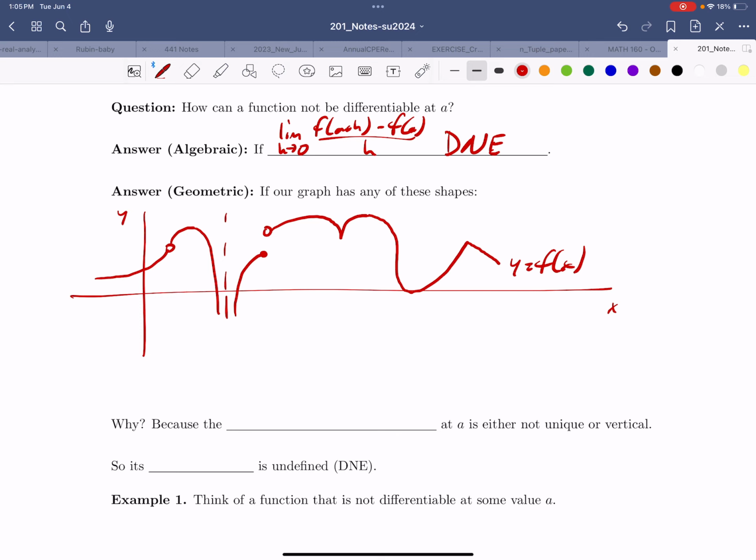So here are problematic points: A, B, C, D, I'll call this S, and T. Okay, I think I got all those. In case you're wondering, an example would be like the absolute value of x. Here, this would be the cube root of x. This would be the cube root of x squared. And then these are just any discontinuous function.